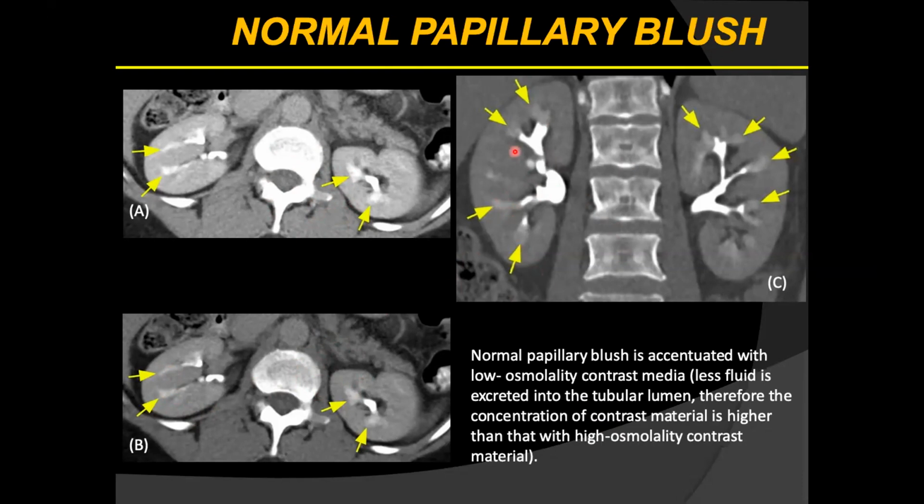This normal papillary blush we see is accentuated with the now commonly used low osmolality contrast media. This generally happens because there is less fluid excreted into the tubular lumen. Therefore, the concentration of contrast material is much higher than with high osmolality contrast media. This is a normal appearance that we must look out for.